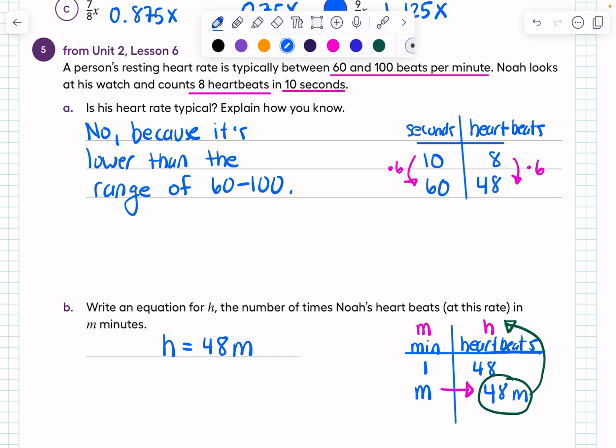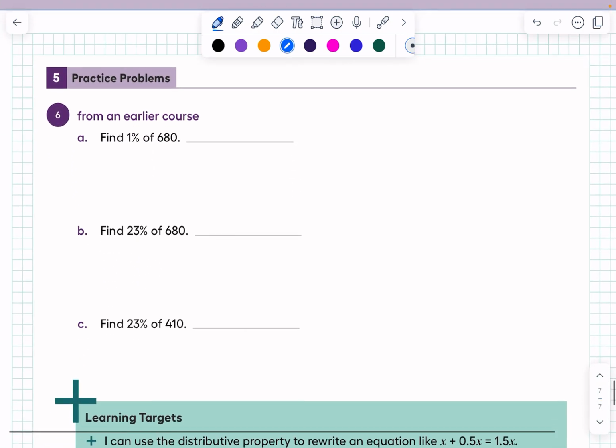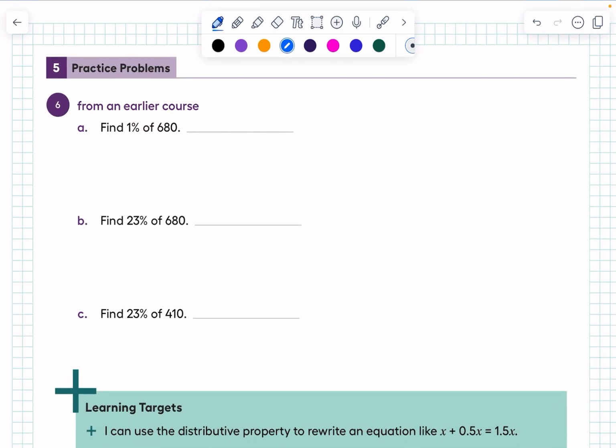All right, moving on. We have one more problem to do. Okay, find 1% of 680. To convert a percent to a decimal, I'm going to do 1 divided by 100. So if I have 1 divided by 100, I would get 0.01. Remember that of means to multiply. Every time you see of, it's multiply, multiply, multiply. So 0.01 times 680, and that would be 6.8.